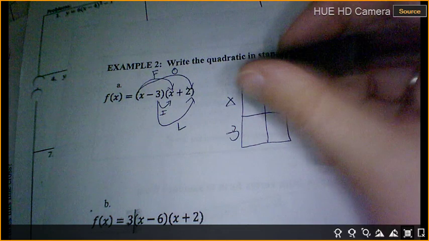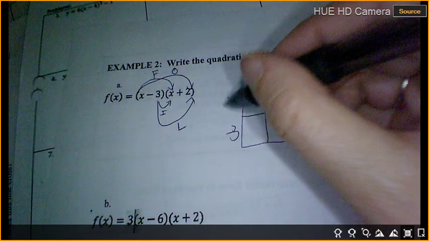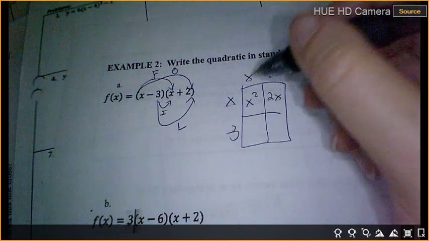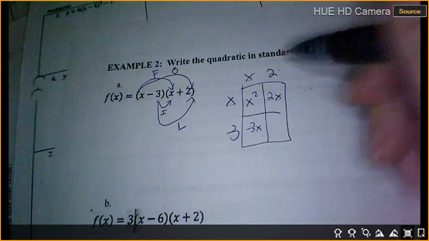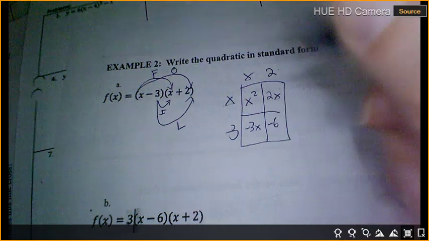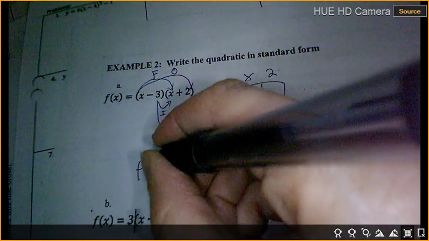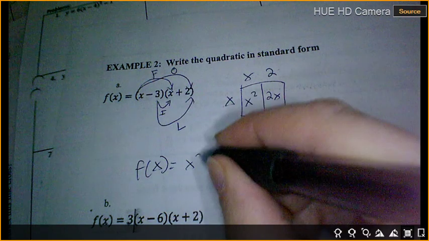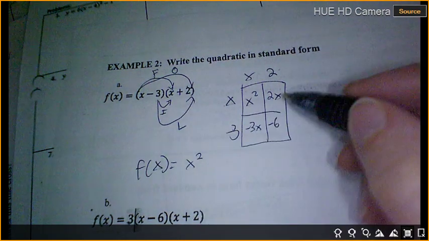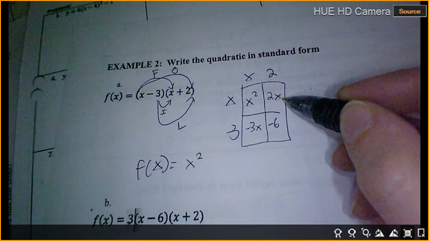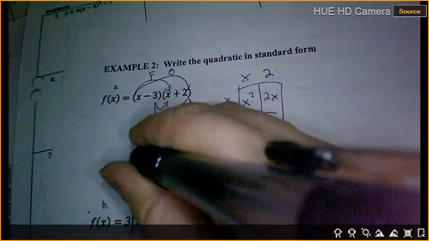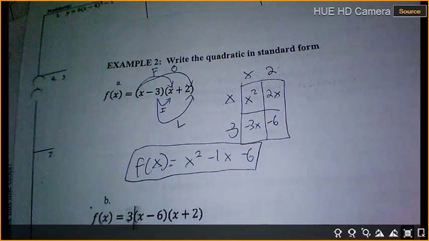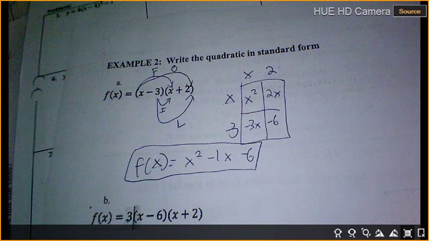X times x is x squared. X times 2 is 2x. X times negative 3 is negative 3x. And negative 3 times 2 is negative 6. This gives me f of x equals x squared. What's negative 3x plus 2x? Negative 1x minus 6. That's it.